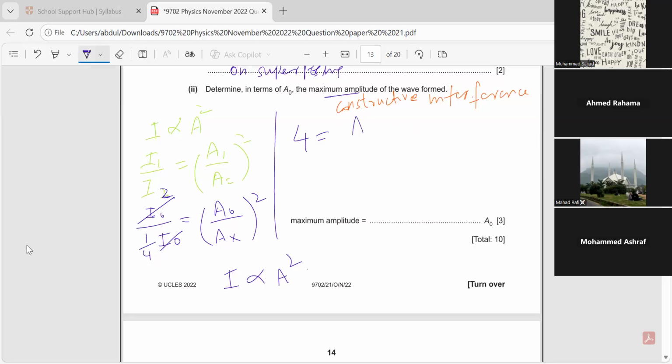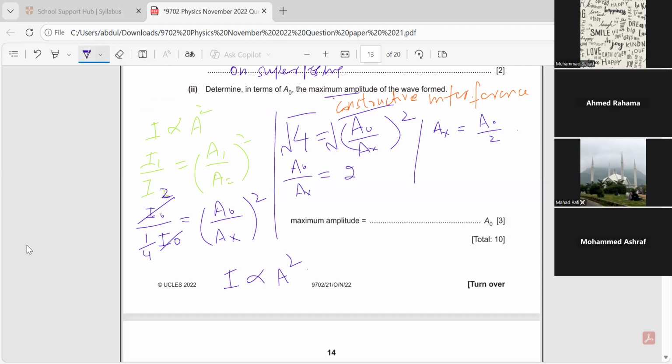So now it is A0 over AX square. I'm taking root on both sides. So my dear friends, we need AX. So basically it will become A0 over AX equal to 2. We need the value of AX. My dear sons, AX will be equal to A0 over 2. Cross multiply. What will be the new amplitude? So new amplitude is half.